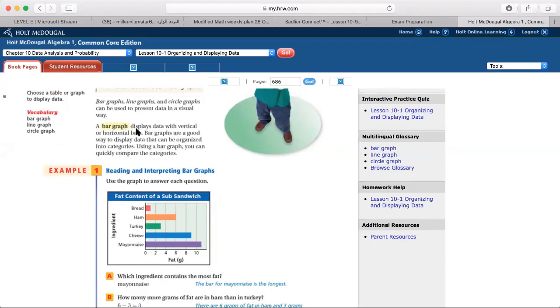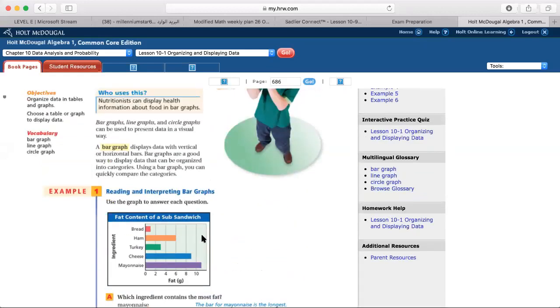A bar graph displays data with vertical or horizontal bars, which means you can see the bars of the bar graph like this, horizontal, or you can see it vertical. Okay, girls, both are the same. Bar graphs are a good way to display data that can be organized into categories. Using a bar graph, you can quickly compare the categories.